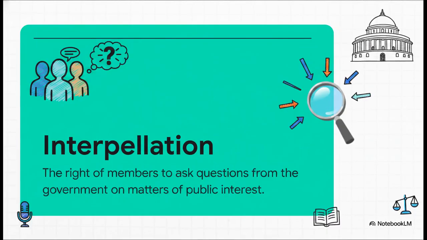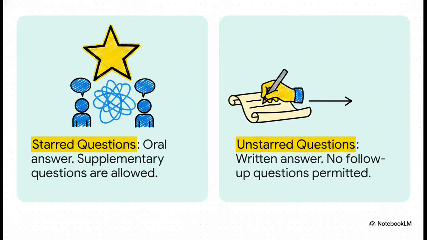Now, when they do establish that quorum, the real work kicks off, usually starting with question hour right at 11 a.m. During this time, members use a phenomenal democratic tool called interpellation. This is their formal right to ask the government questions on matters of public interest. It's basically the primary way to keep the government completely transparent and hold their feet to the fire. But how they ask these questions is fascinating.